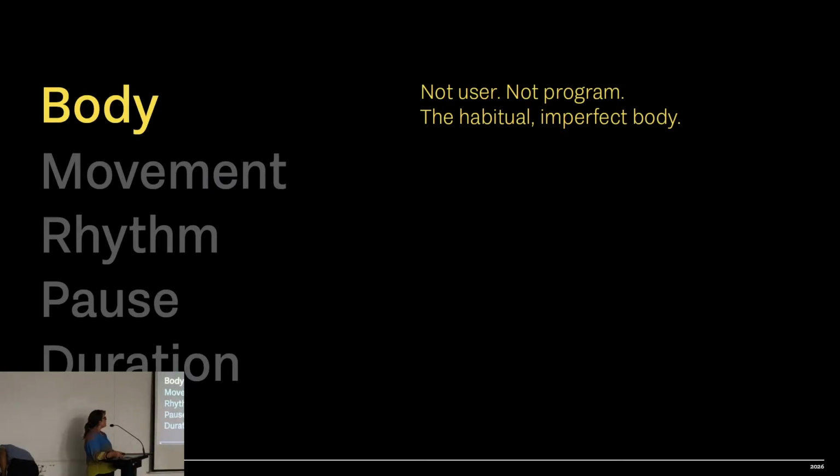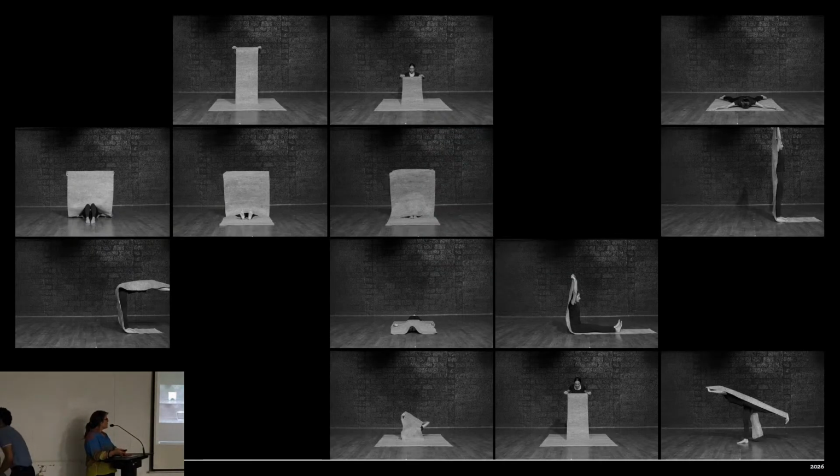Here we have these five modalities with which to step away from traditional architectural thinking. So not user, not program, but the habitual, everyday, imperfect body. And when Deepak and I started working together, rather than writing a manifesto, we said, let's try to articulate what we want to explore through a performance of sorts.